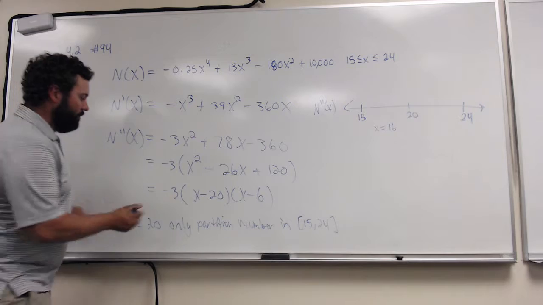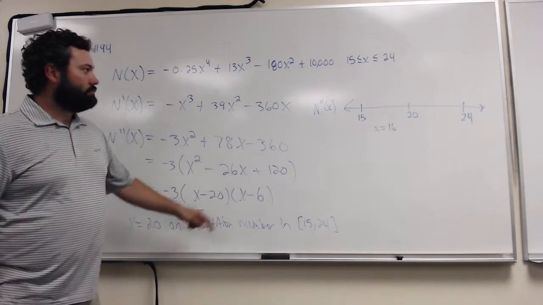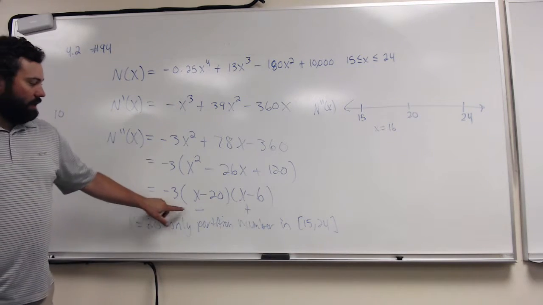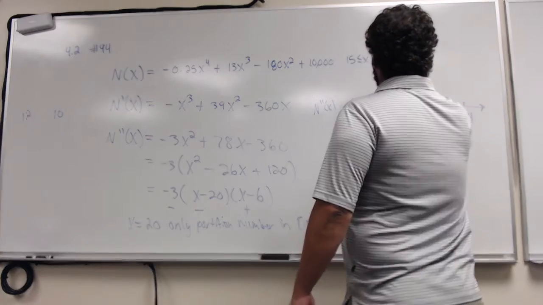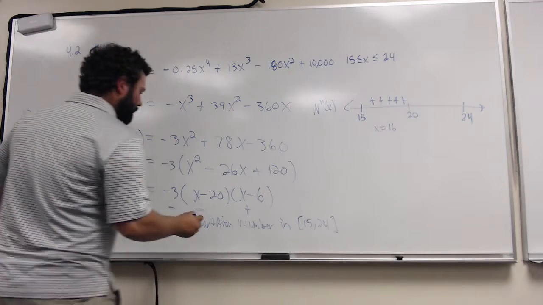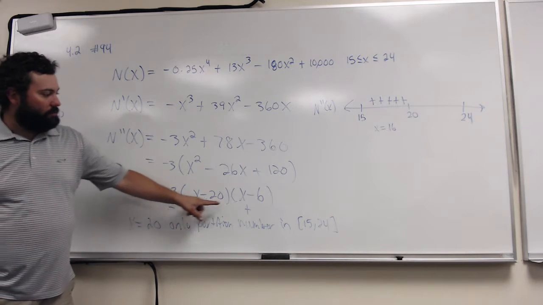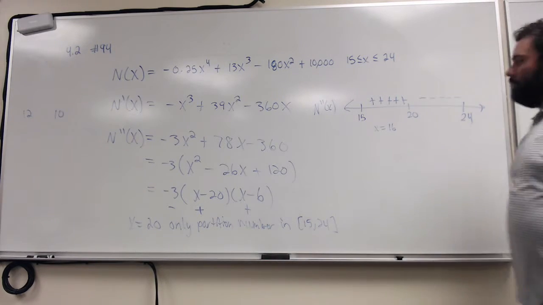This is a negative term, so minus 16 minus 20 is negative, and then 16 minus 6 is positive. Negative times a positive is positive. Okay, so the second derivative is positive between 15 and 20. And then if you plug something like 22 in, the only thing that changes is that sign. That negative 3 is always negative, and then these two factors would be positive. So the second derivative would change to negative at 20.